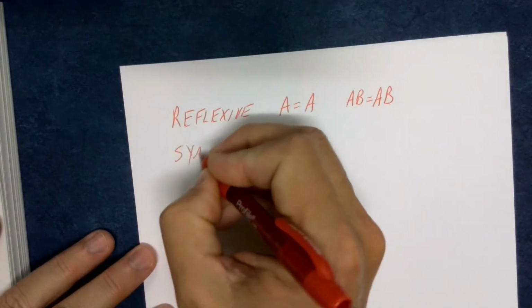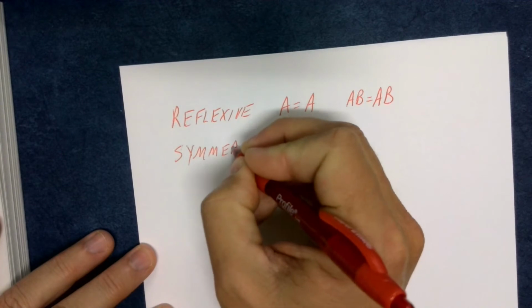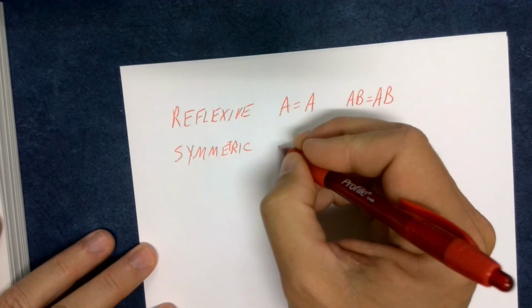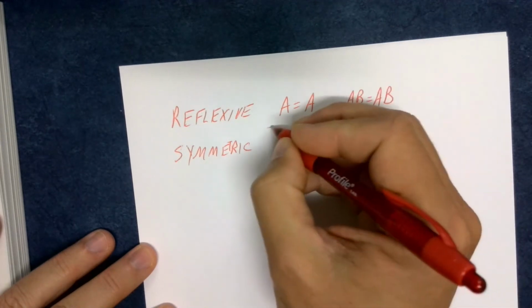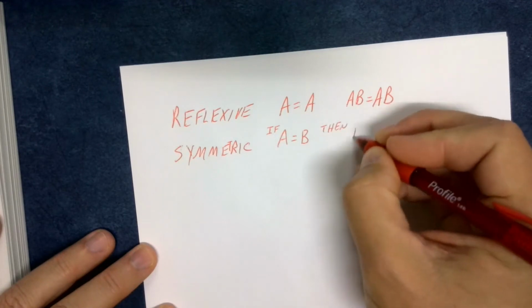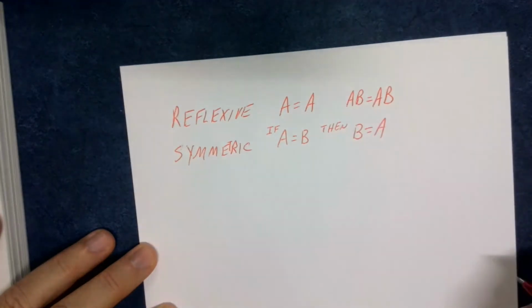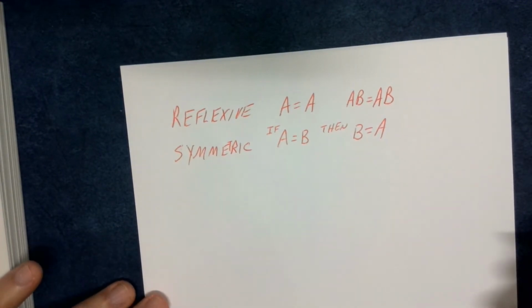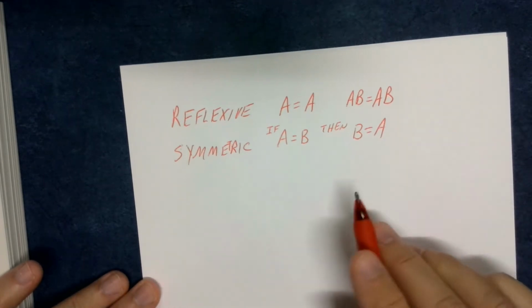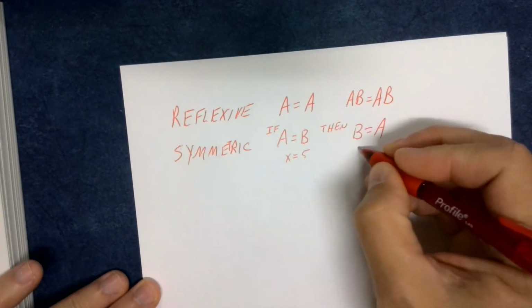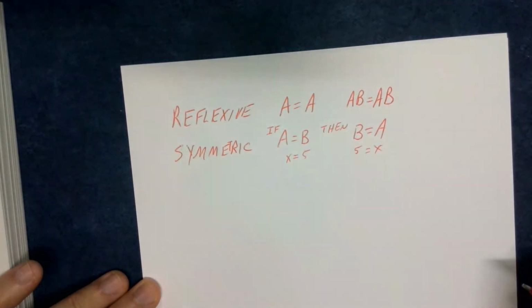Now, the symmetric property, kind of like symmetrical, says that if A is equal to B, that's our if part, if A is equal to B, then B is equal to A. So if 4 is equal to 8 over 2, then 8 over 2 must be equal to 4, right? So that's what symmetric says. If x is equal to 5, like we had on this last one, then 5 also equals x. That's the symmetric property. It can switch their places.